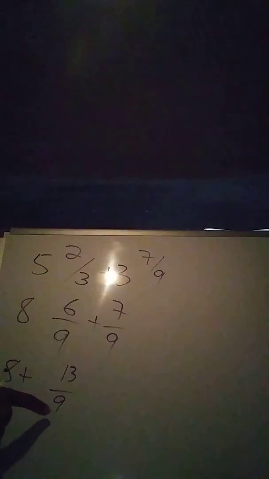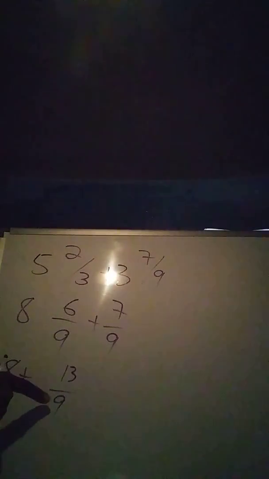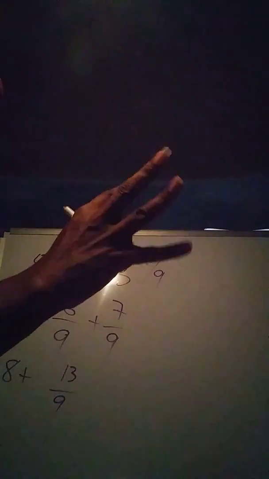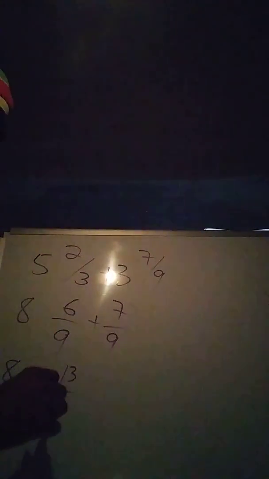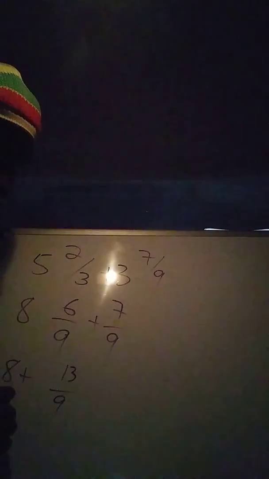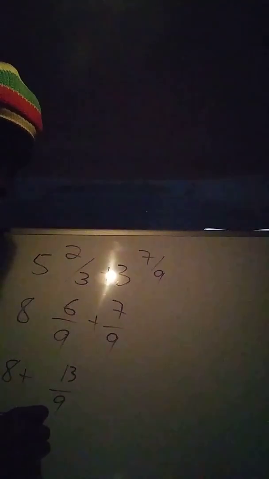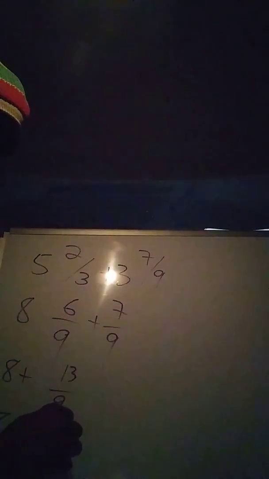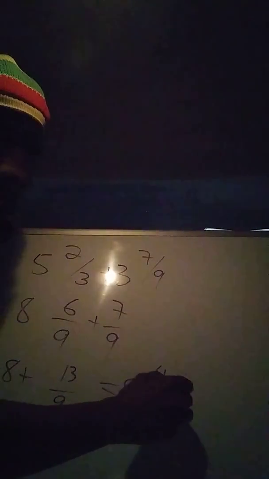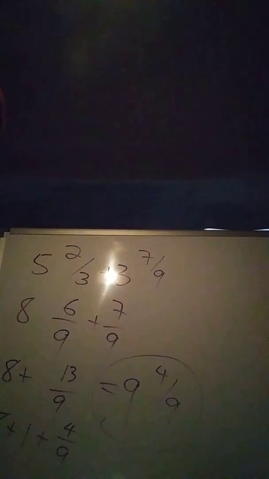Which is going to be, let's see, we can get 1 out of this 13 over 9, because 9 into 13 goes 1 time, and the remainder, 10, 11, 12, 13, is 4 over 9, right? So it's actually going to be 8 plus 1 plus 4 over 9, right? Which is going to give us a final answer of what? 9 and 4 over 9. Yes? 9 and 4 over 9 is our final answer. Okay? All right. Very good.